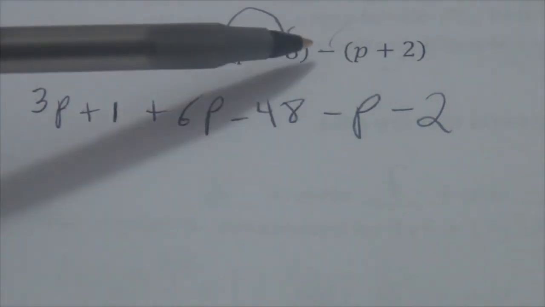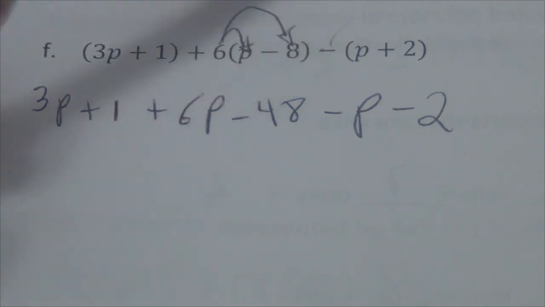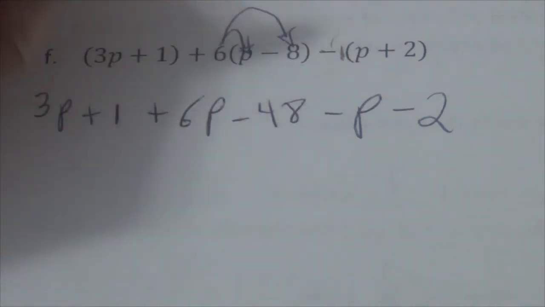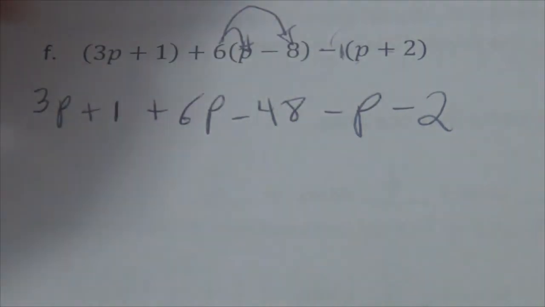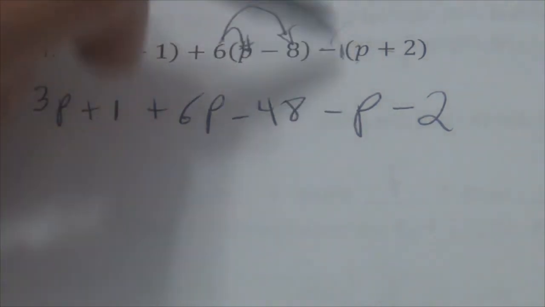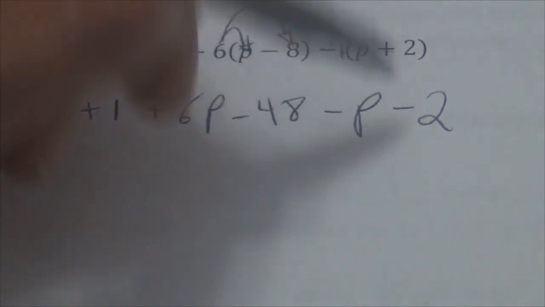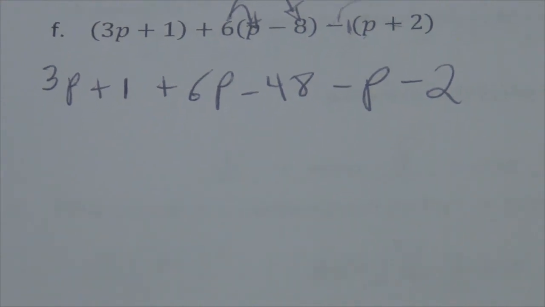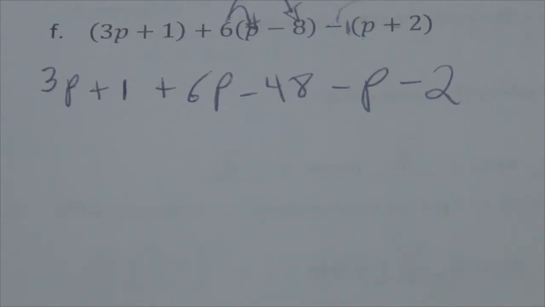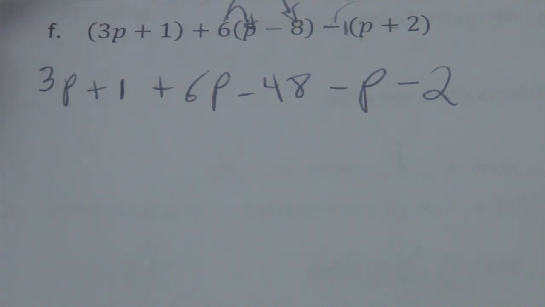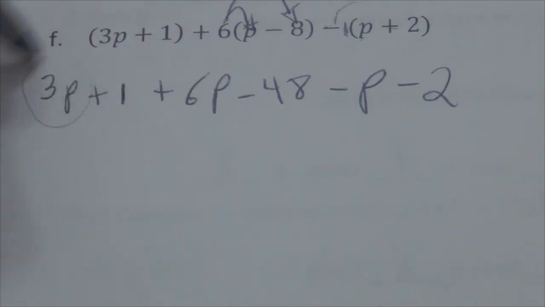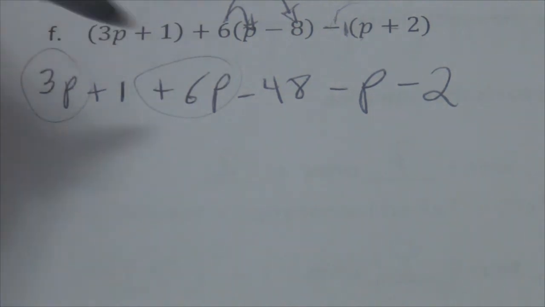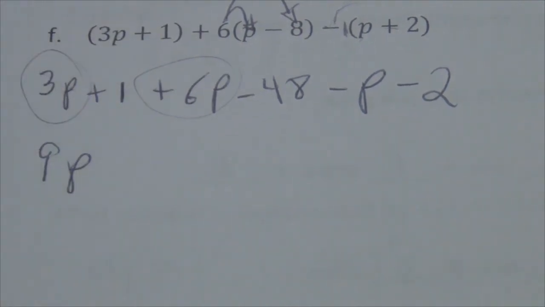Since you have a negative, this is like saying negative 1 times p plus 2. So negative 1 times p is negative p. Negative 1 times 2 is negative 2. I hope you do understand this part. If not, then I'm going to have to explain to you until you understand it. All right. So now, do we have like terms? Yeah, we have 3p and positive 6p. That's 9p.